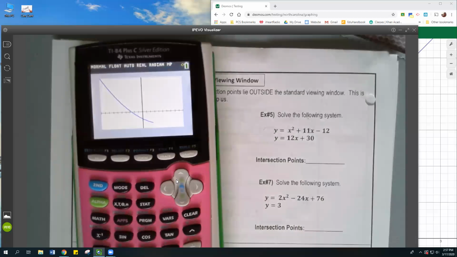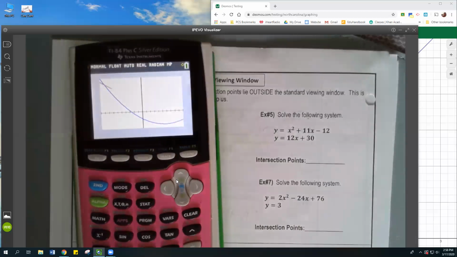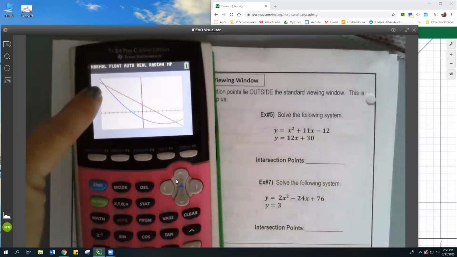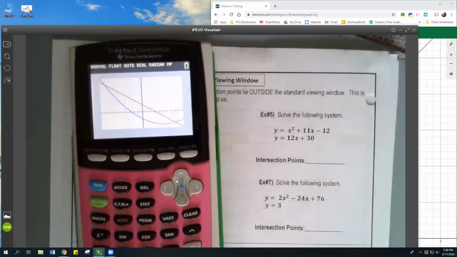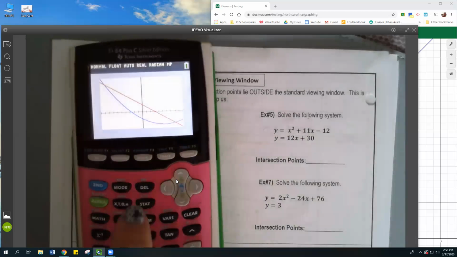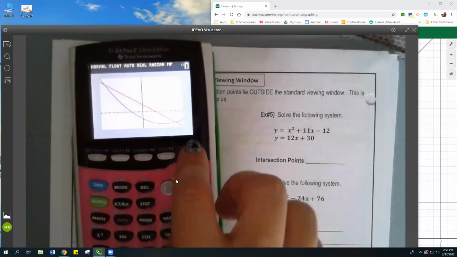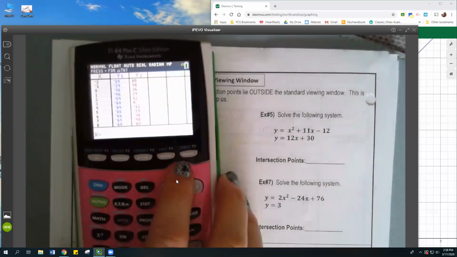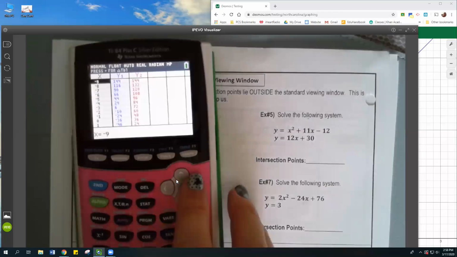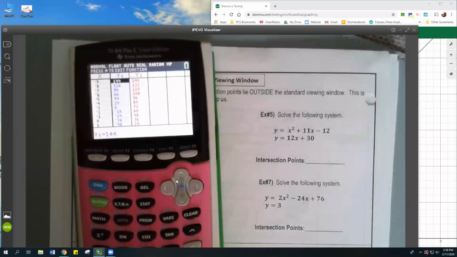So by doing that, it'll reformat your window appropriate so that you can see that intersection and you can see that intersection. So outside of the standard window, because I know that this X already is going to be at a -9. So if I went into my table of values and I scrolled back to X is -9, I want you to see why you can't see that in a normal window. Yeah, because the Y value is 144. That's why you could not see it.